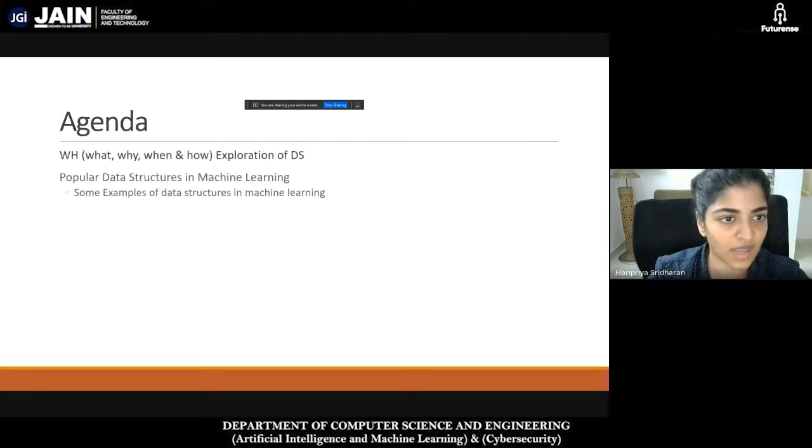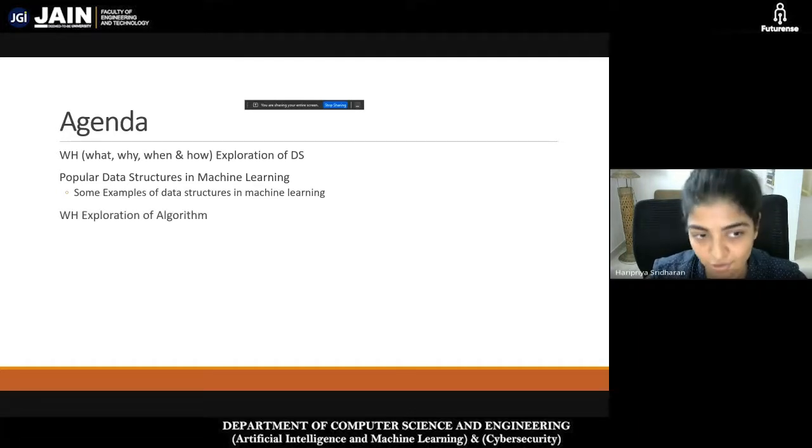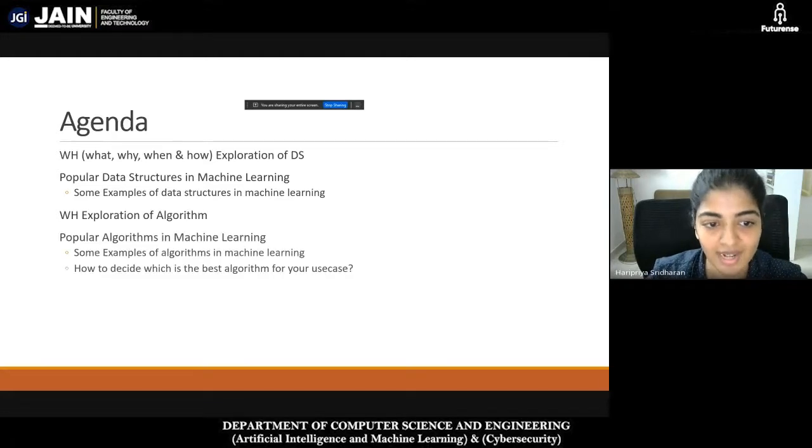So today the agenda would be to cover the basic WH explorations, basically what, why, when, and how of the data structures. We'll also be covering some of the popular data structures used in machine learning along with examples. We'll also cover some of the WH versions of the algorithms and some of the popular algorithms that are used in machine learning, with examples.